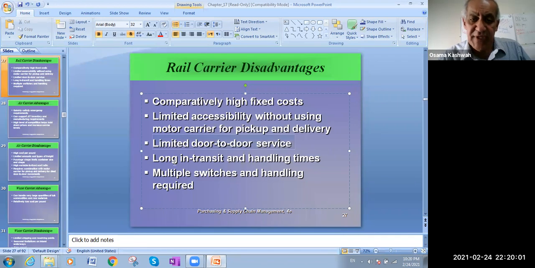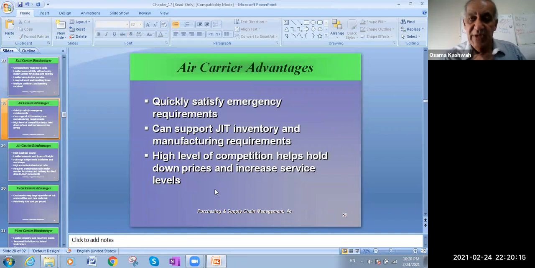Limited door-to-door services, long in-transit and handling times, of course, because it's bulk amounts, so it will take time in transit. Multiple switches and handling required also. This is another thing, because you might change from a train to a train, or this train car will be out, and another train will come to pull the cargo. So all this takes time.